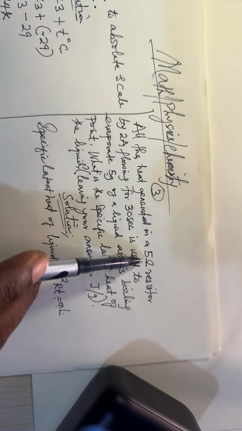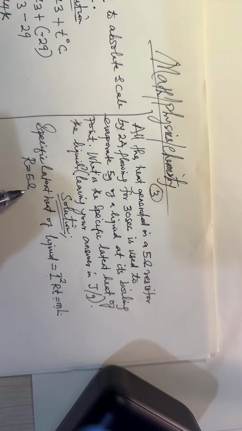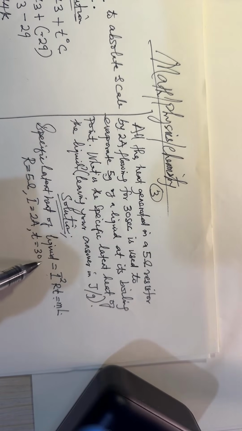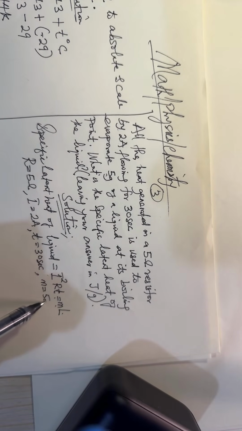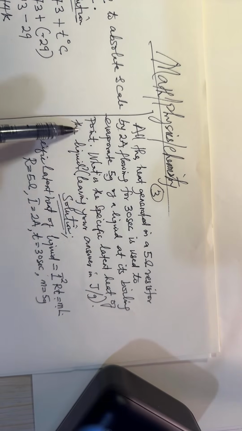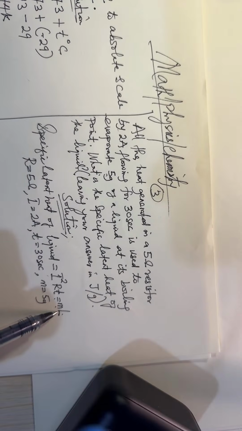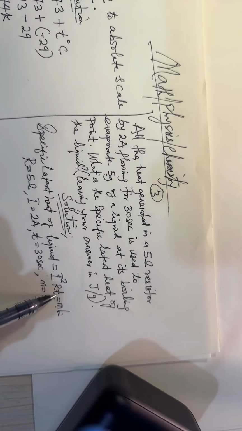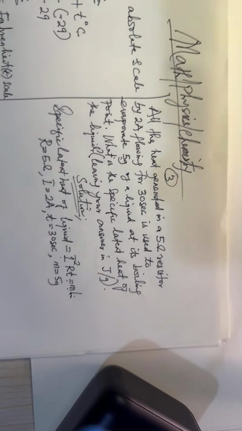The heat generated in a 5 ohm resistor, so R is 5 ohms. By 2 ampere, the current is given as 2 ampere. Flowing for 30 seconds, the time is given as 30 seconds. Used to evaporate 5 grams of a liquid at boiling point, the mass is given as 5 grams. What is the specific latent heat? So this is the L you're looking for. This L stands for specific latent heat of the liquid. M is for the mass, T is for the time, R is the resistor, and I is for current. Is that clear?